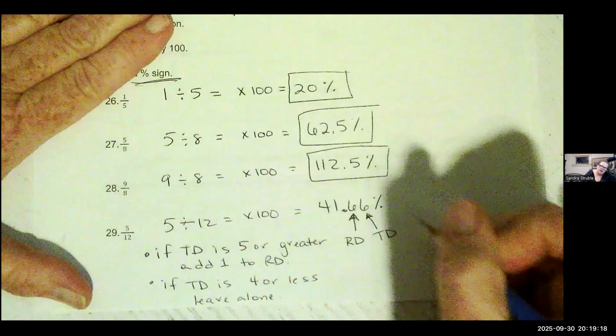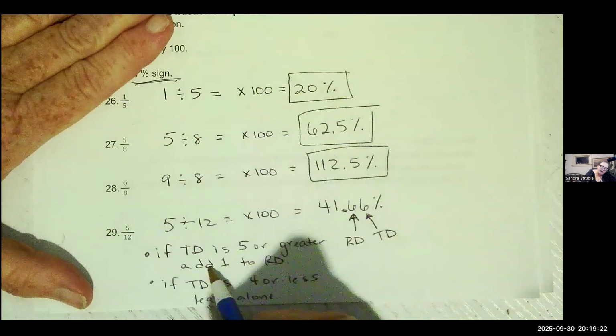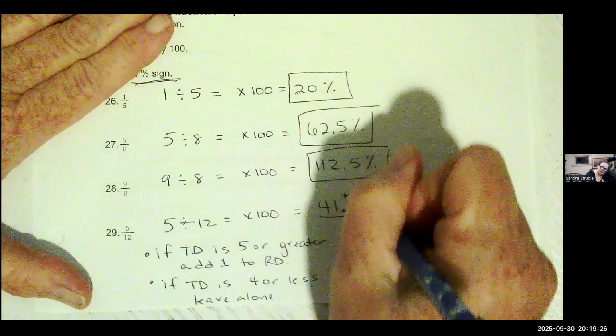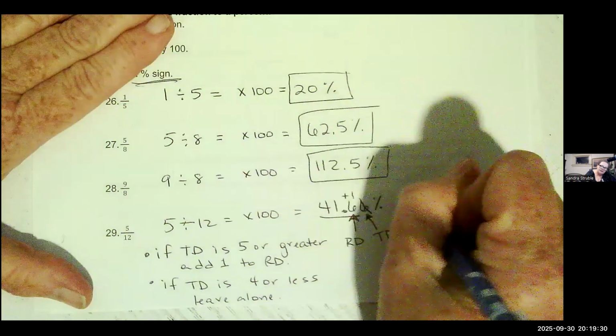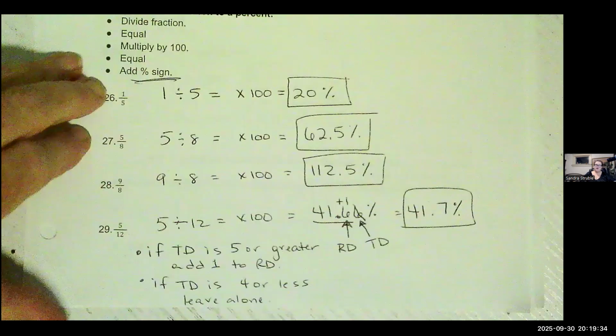All right. In this case, our test digit is 6, which is greater than 5. So we have to add 1 to our rounding digit, and then our test digit will go away. So our answer is 41.7% for the rounding. Okay.